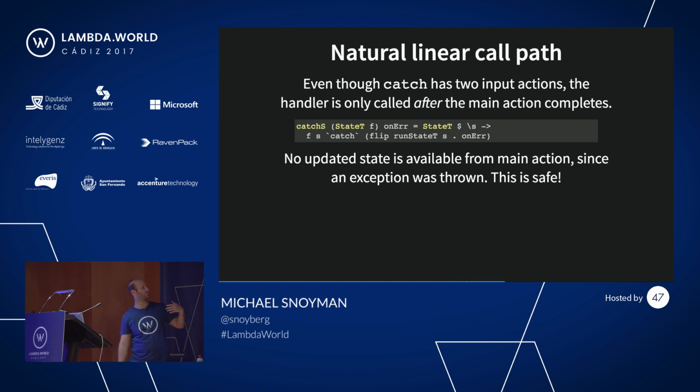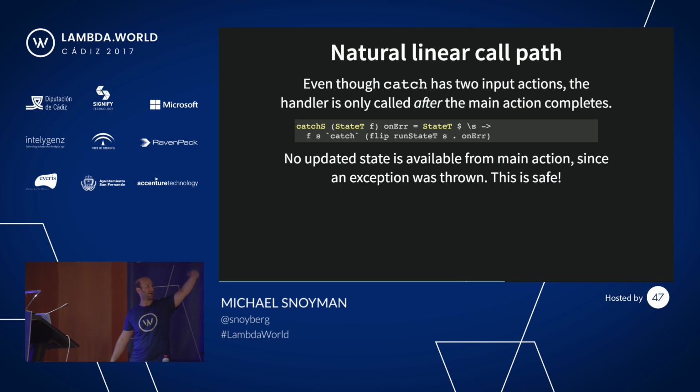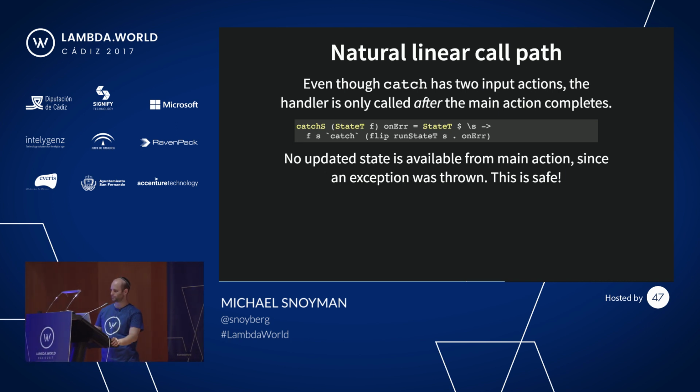In this case, we're going to use the updated state from f if it succeeded, and if a runtime exception occurred, then we're going to reuse the original s and then take the new state that's updated from the error handler.